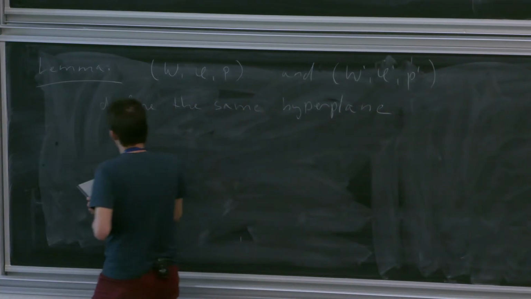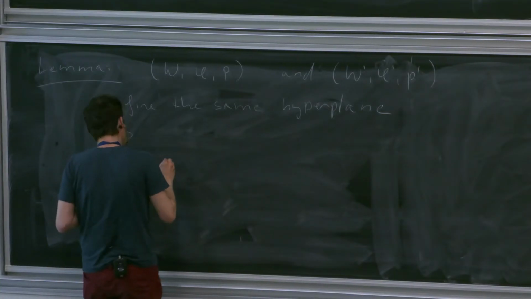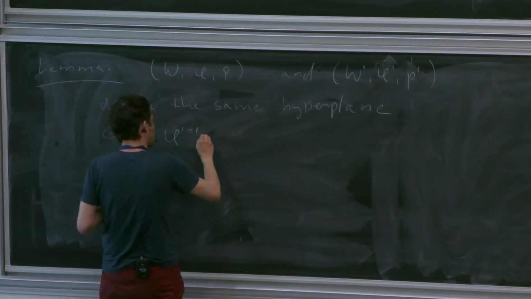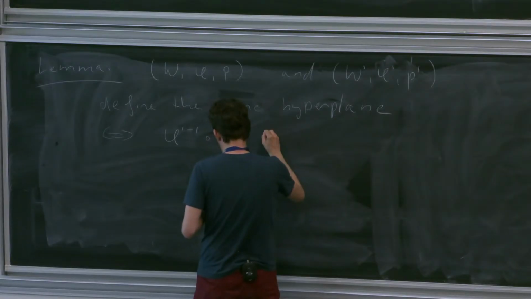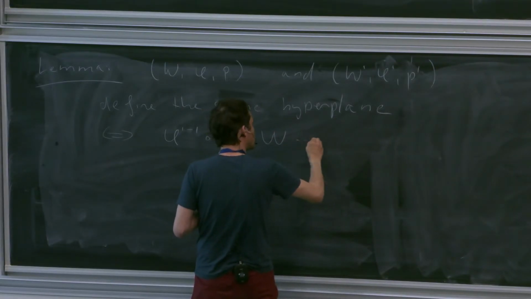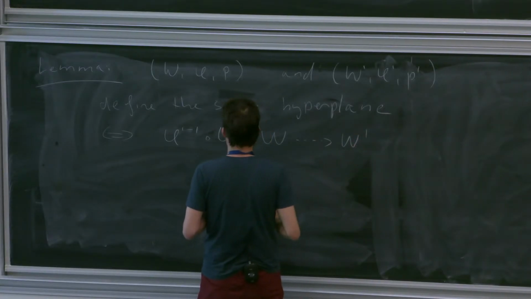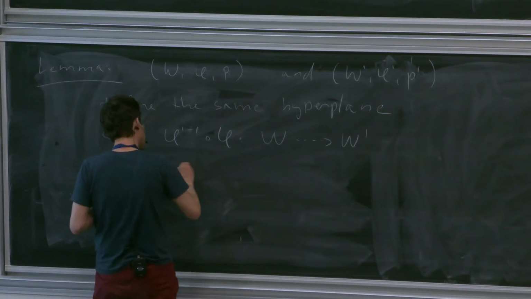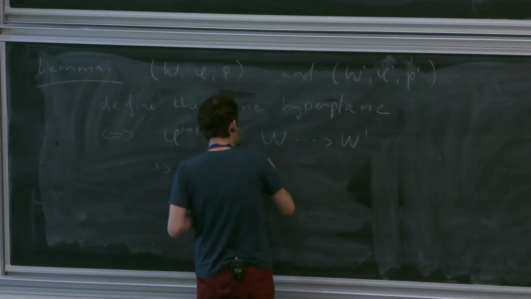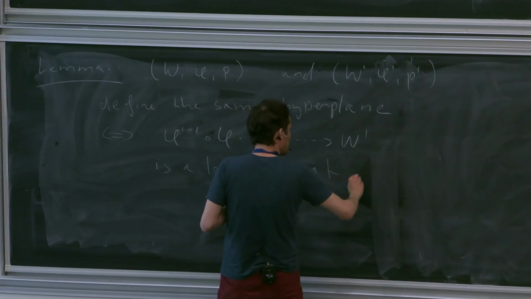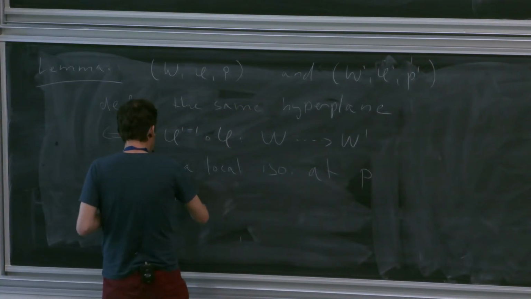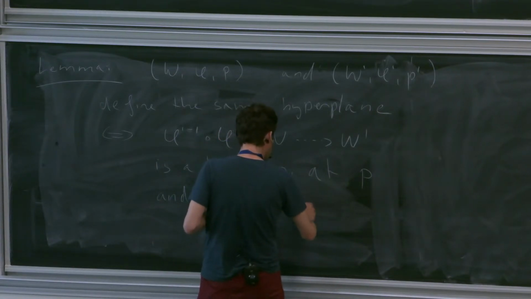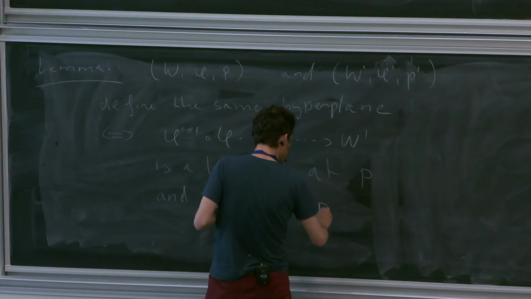And the claim is now that this is the case if and only if, if you look at the composition of these markings, phi prime inverse composed with phi, so that's a birational map from W to W prime, then this is a local isomorphism at P, and we have that phi prime inverse composed with phi of P is equal to P prime.